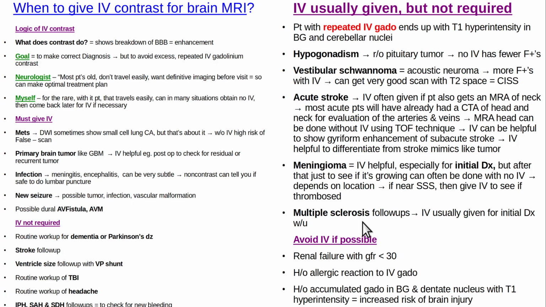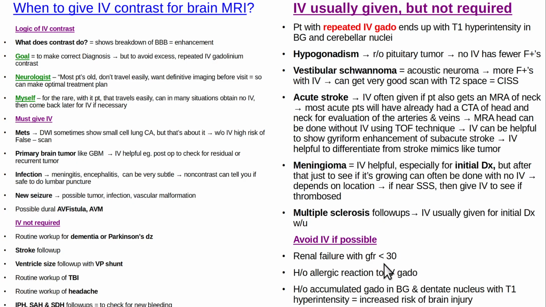However, MS patients often come for numerous follow-up brain MRIs. And so a lot of times the follow-ups can be done without IV as a way to not expose them to so much repeated gadolinium injections. Okay. Now, the next question is, who do you want to avoid IV if at all possible? Patients with renal failure, especially if they got a GFR, glomerular filtration rate, below 30. You worry about nephrogenic systemic sclerosis, fibrosis. So, that's super rare, but still, we try not to do it.